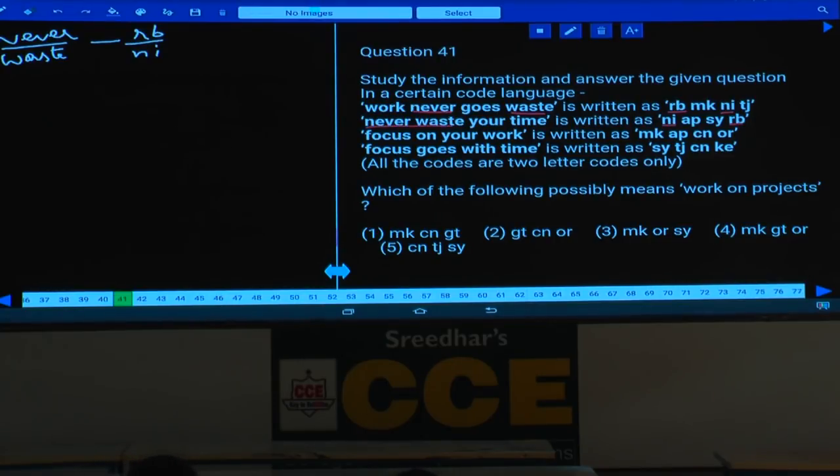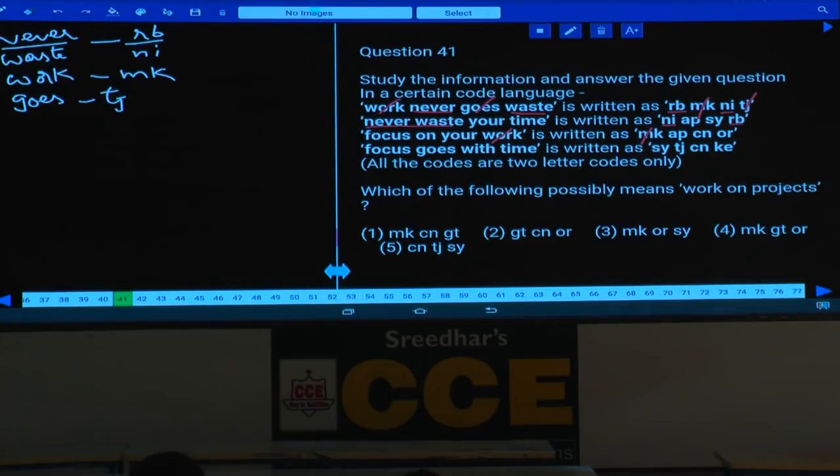Done with this? Then compare the first and the third. Work and goes are the two words left over, and in this one, work is the only word which is common between the first and the third statements. And what is the code which is common here? MK and TJ. MK is common between these. And the code to the word work is MK. If MK is the code, then goes is there. And what is the code to this word goes? Goes is TJ. Then work never goes waste.